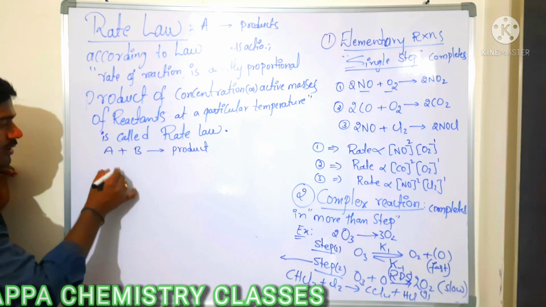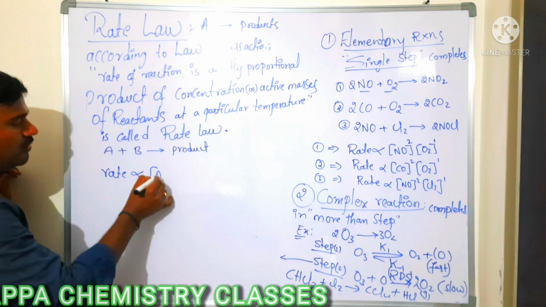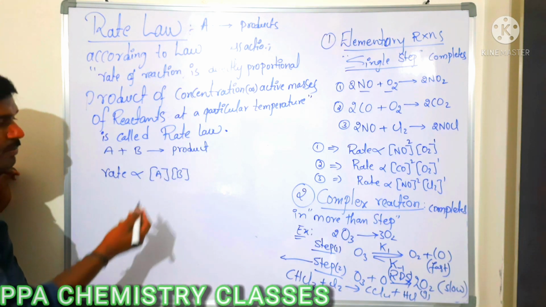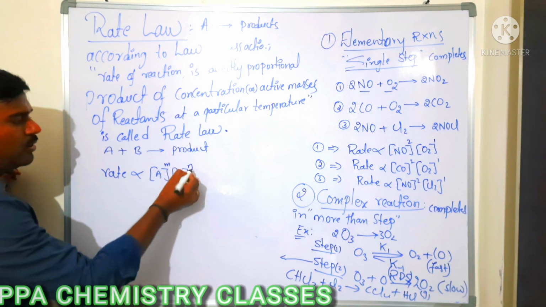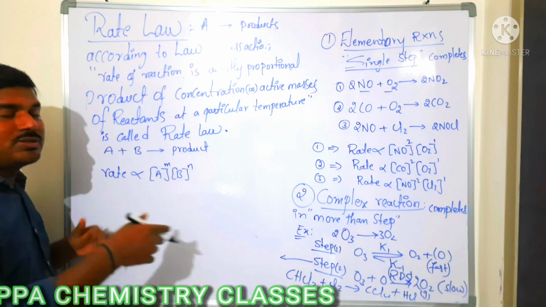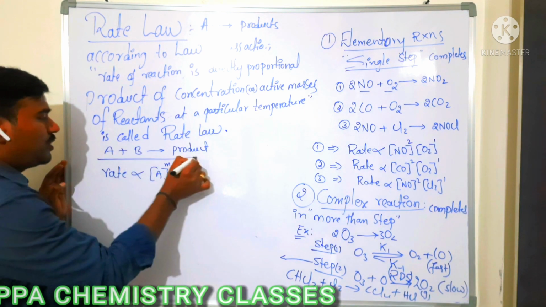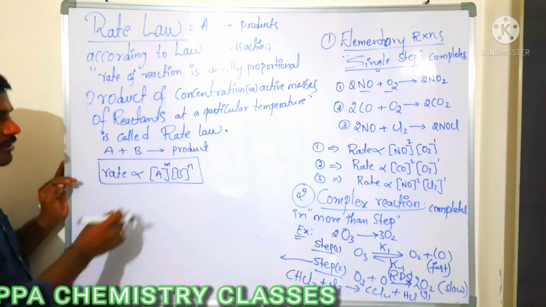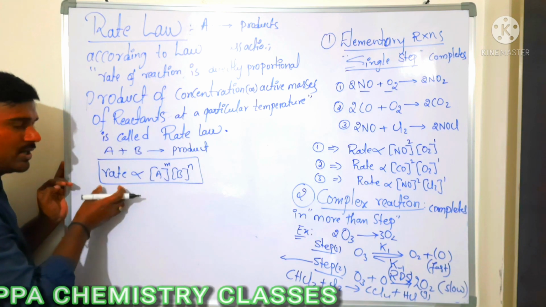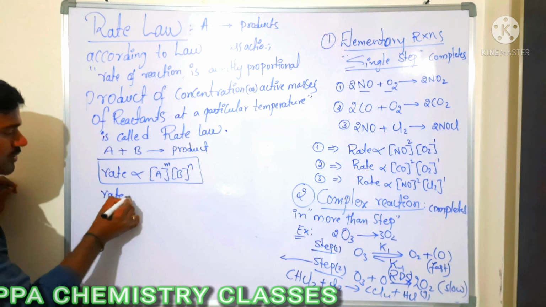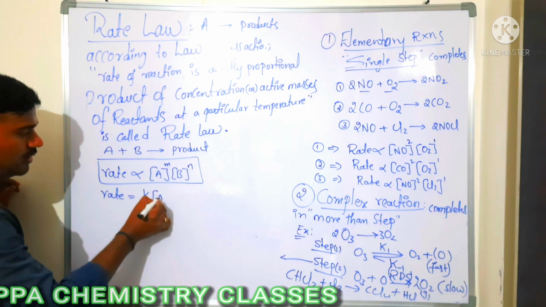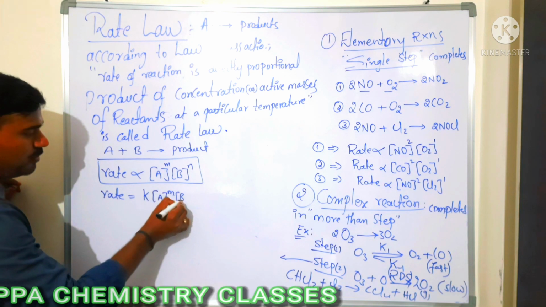So rate is directly proportional to the product of the molar concentrations of the reactants, with their powers raised to some coefficients. We don't know what those coefficients are. In a complex reaction, we don't know which step is the slow step. So this is a mathematical relation between the concentration of reactants and the rate. So rate is equal to the proportionality constant, which we call the rate constant, k, times A power m into B power n.